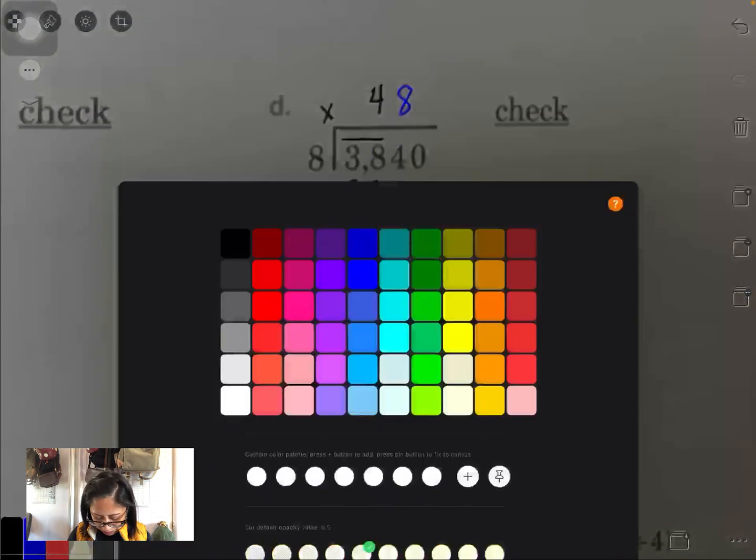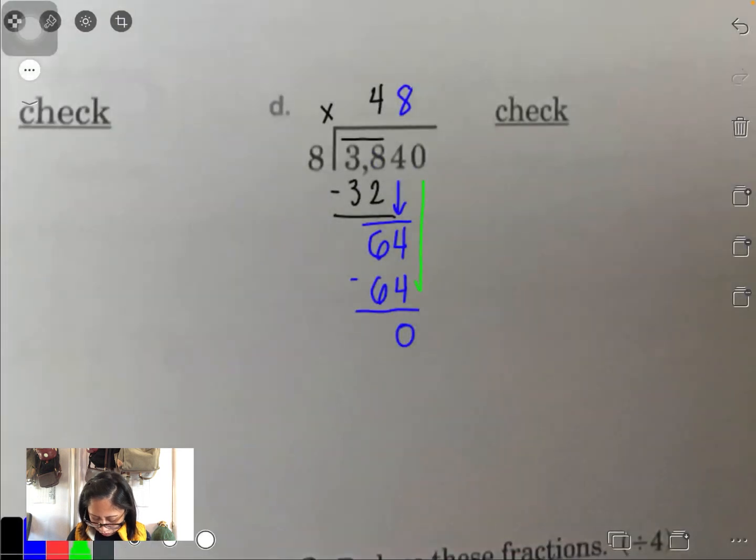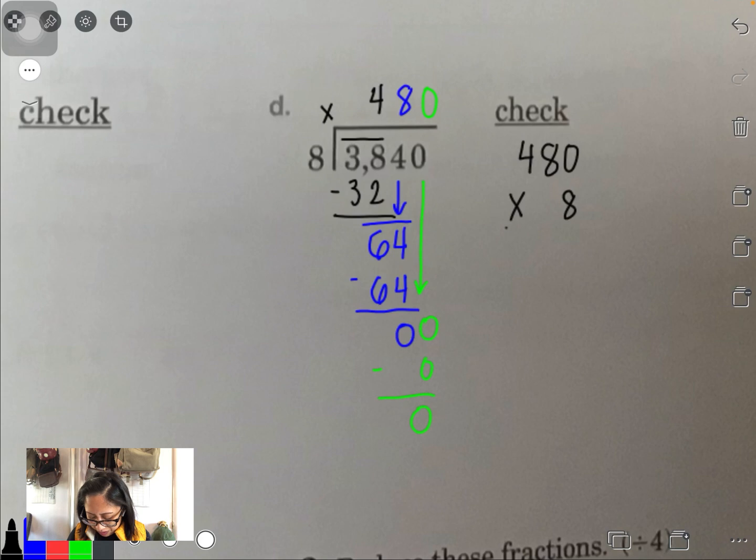Then I'll drop the 0. 0 divided by 8 is 0. It's nothing. So put a 0 here. 0 times 8 is 0. All right, and then when I check, I do 480 times 8.